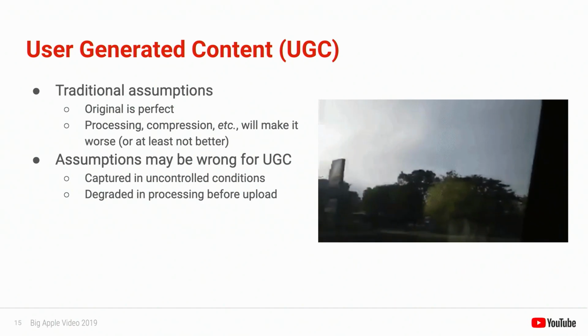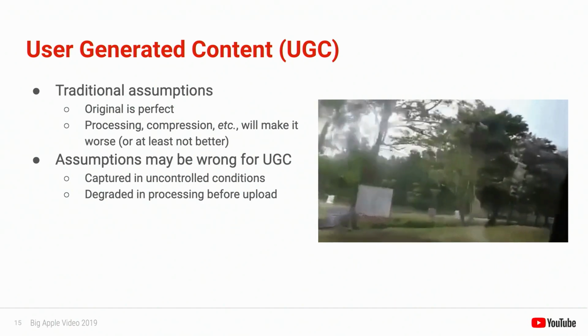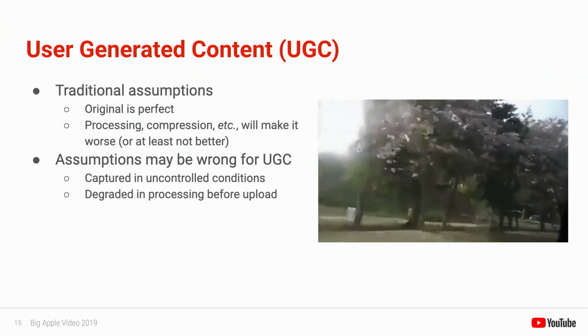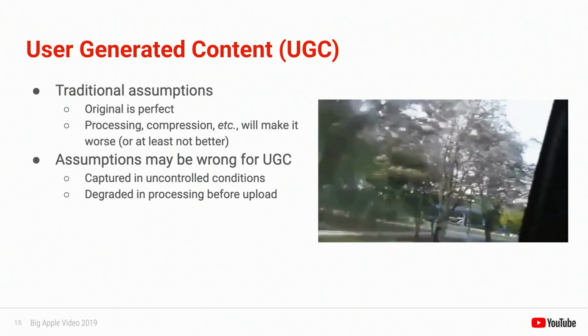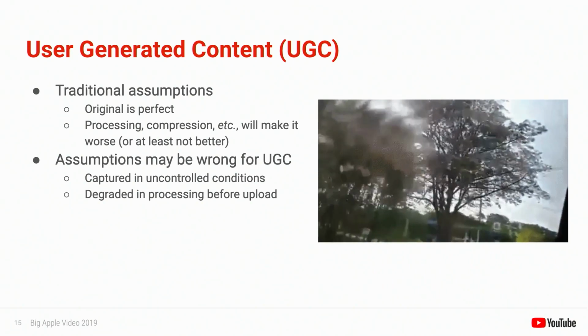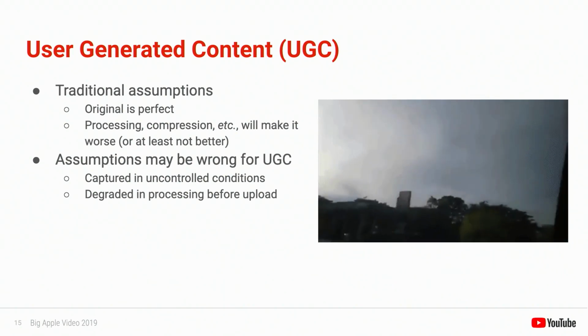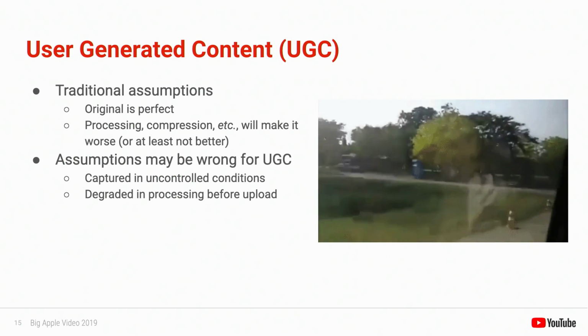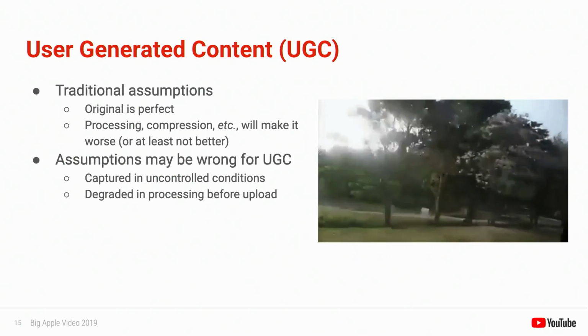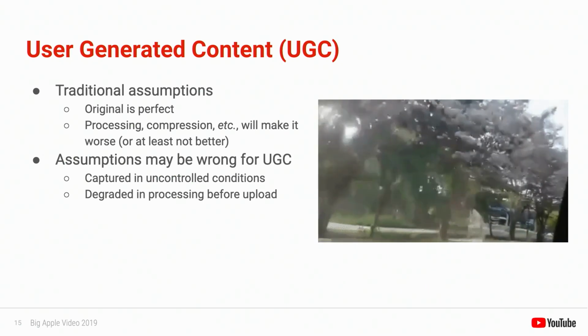User-generated content may have been captured without controlled lighting. It may have been recorded on a low-end device, most likely not mounted on a tripod. There could be a lot of camera shake. If it was shot in low light, it may have a good deal of noise. Also, often creators process the video before uploading it, and that processing could result in artifacts, such as banding, blockiness, or ringing.